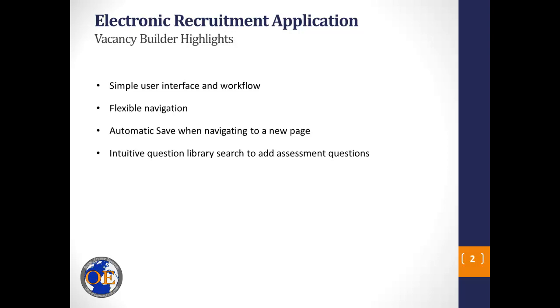When building a vacancy announcement, you will notice a simple look allowing for easy navigation. For example, after the initial setup page, users can choose to enter vacancy information on any page and in any order they wish. HROE recommends that you learn by moving from left to right on the top pages. Also, the system will automatically save when users move to another area in the builder, so you won't lose information if you forget to click Save before moving to the next page. In addition, users can easily search and view the question library to find and add questions to the announcement.